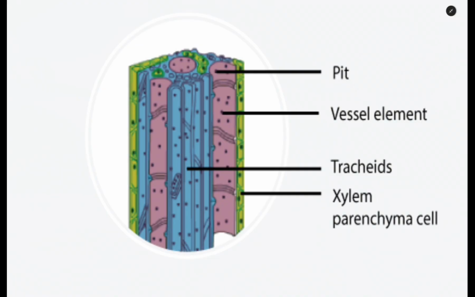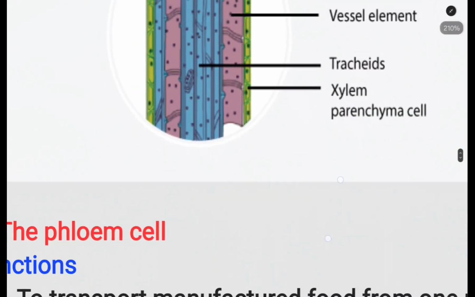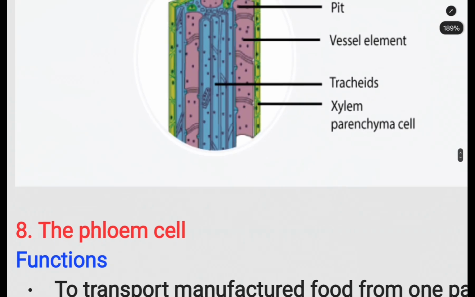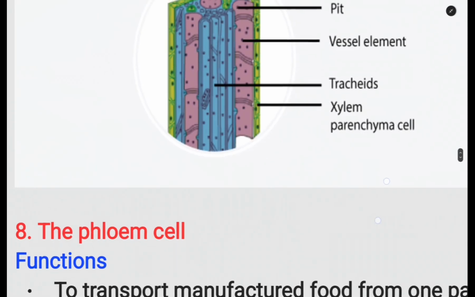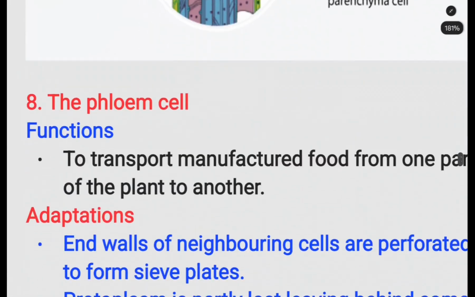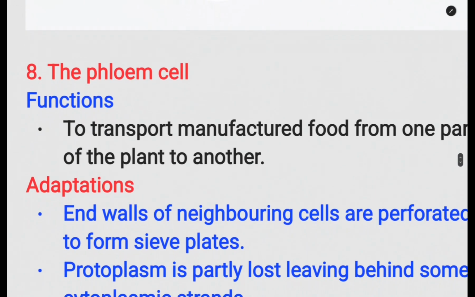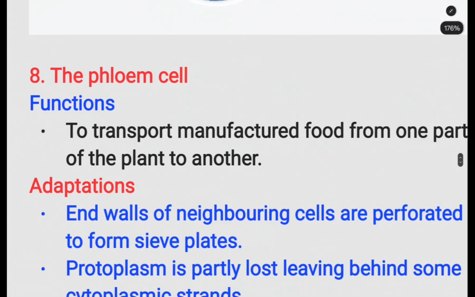The questions you'll be asked this time around, expect them to be trickier as we are transitioning to the new curriculum. So you should expect some technical or a bit tricky questions. Just be prepared. Okay, so now we can move to the next one, which is the phloem.